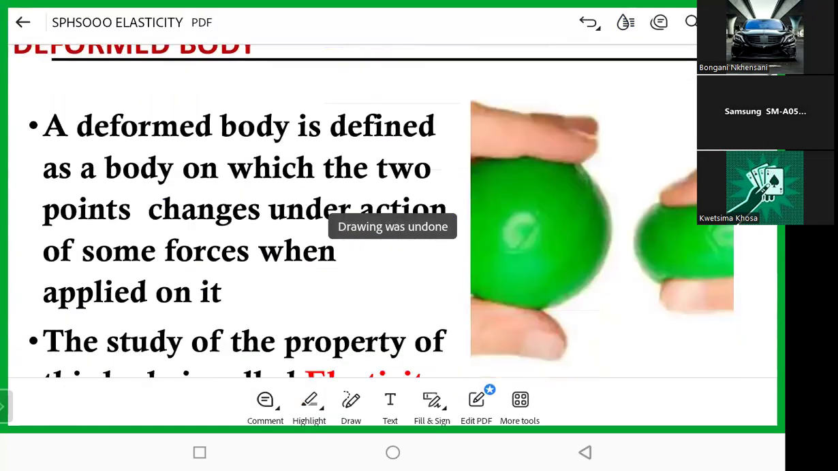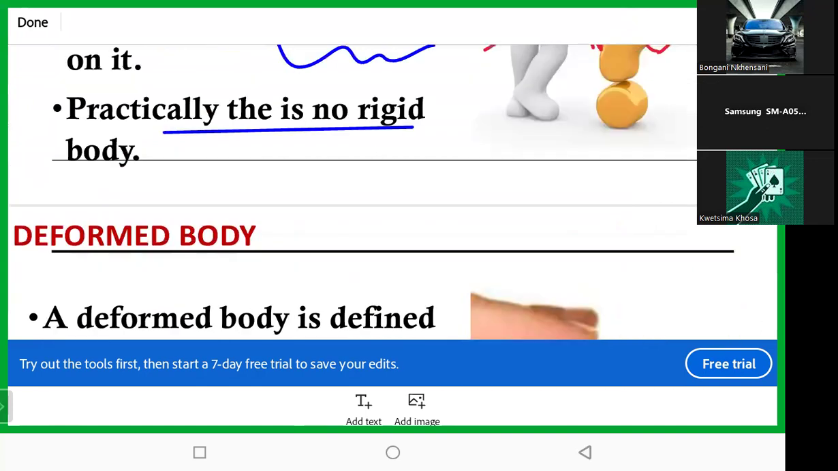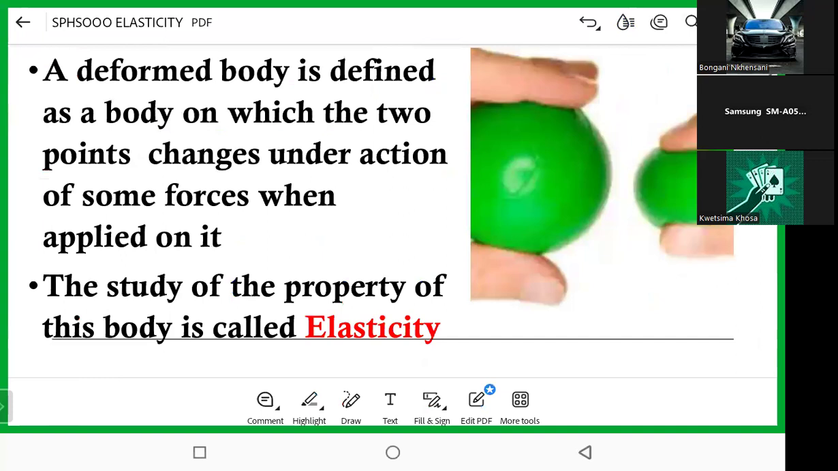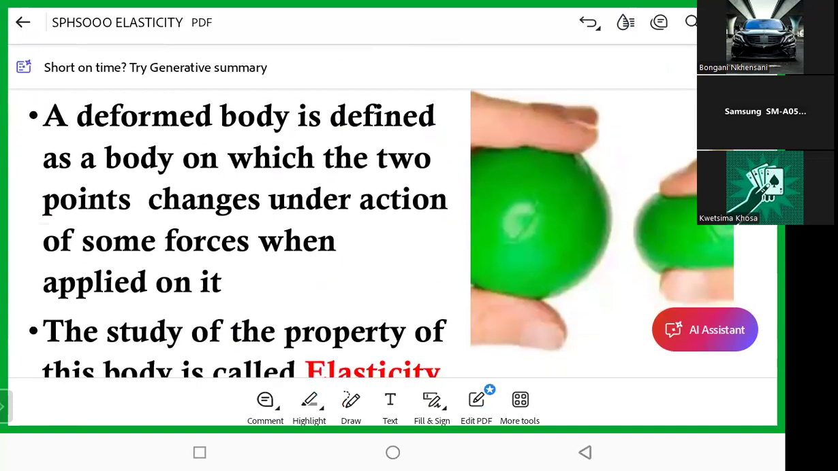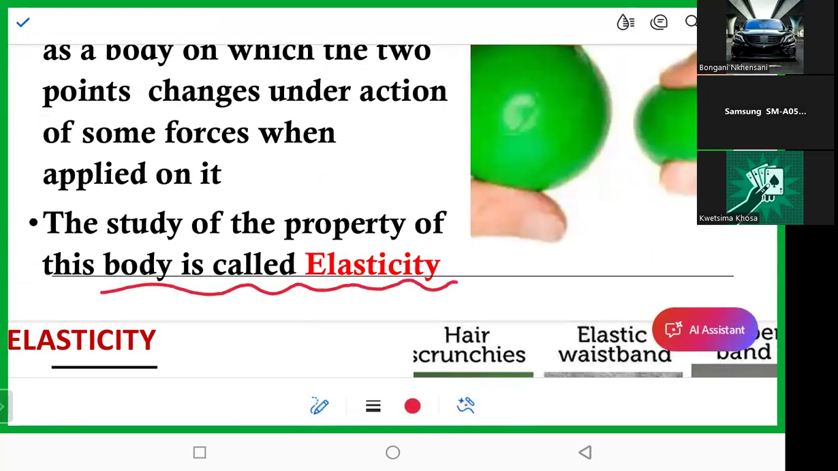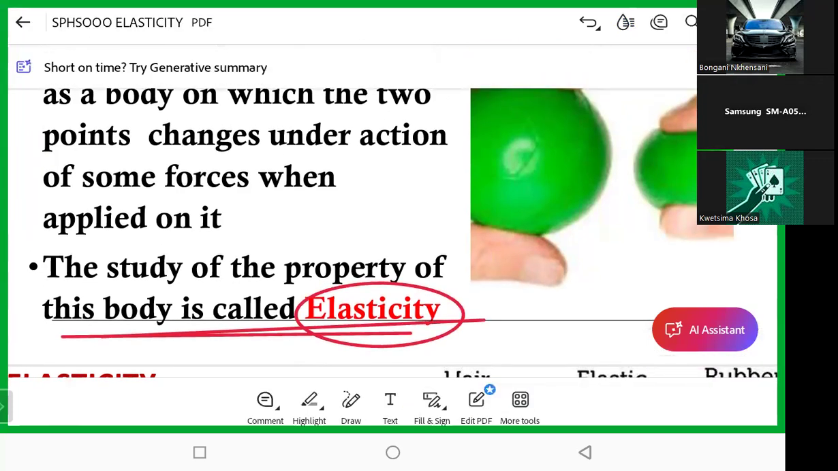Then we have what we call the deformed body. This one is obviously the opposite of a rigid body. A deformed body is defined as a body on which the two points change under the action of some forces applied on it. And the study of this property of this body is called elasticity.